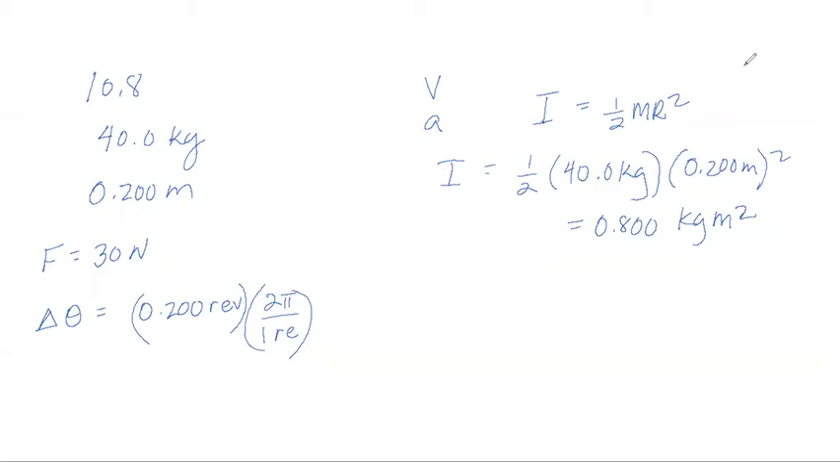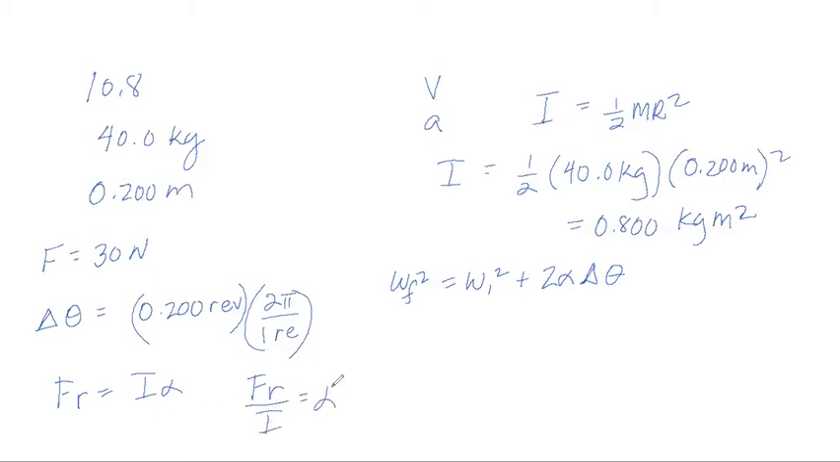And now we'll solve for omega. So we'll use omega final squared equals omega initial squared plus 2 alpha delta theta. Oh, but we need to find alpha, don't we? All right, so F R equals I alpha. So F R over I equals alpha.